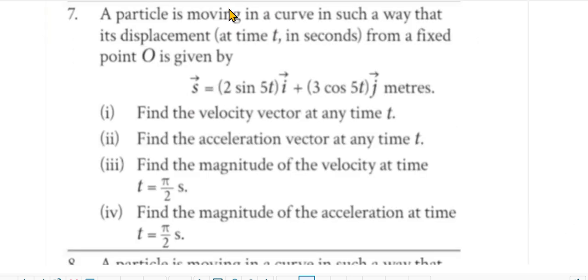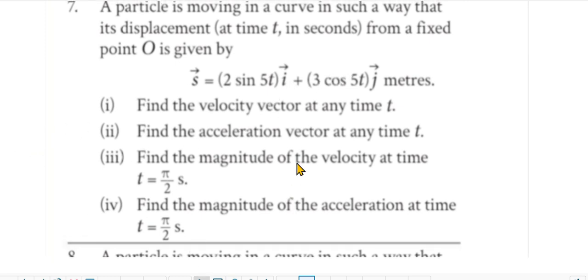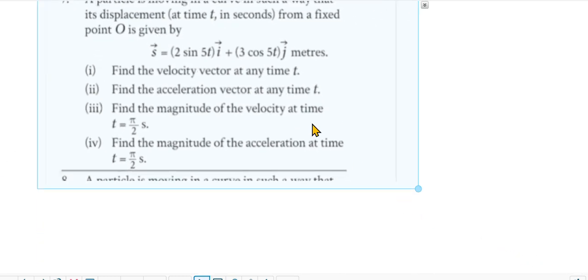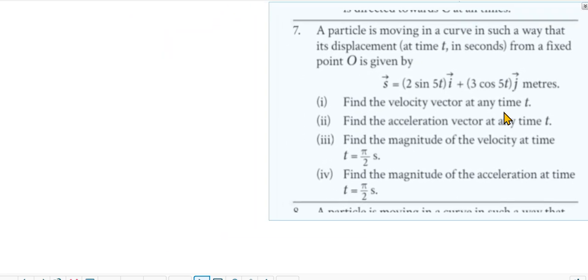Okay. A particle is moving in a curve in such a way that the displacement at time t in seconds from a fixed point O is given by this formula here. Find the velocity vector at any time. Well, I'm just going to differentiate this and make sure that I turn them into the correct trigonometric function, okay?